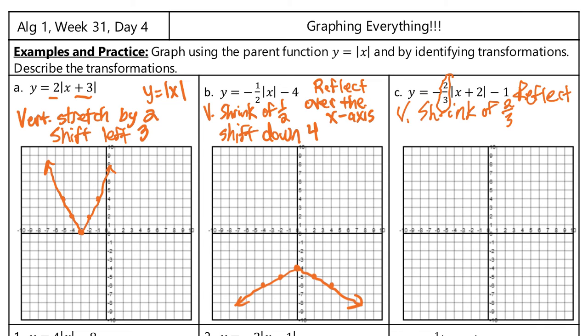The +2 on the inside is going to be a shift left 2, and then the -1 on the outside is going to move it down 1. So while this isn't necessarily the order of what is actually happening in the equation, the order that you can do this in that will make sure that everything gets in the right place is to start first by shifting the vertex. The vertex is normally at 0, 0. We're going to move it left 2 and down 1.